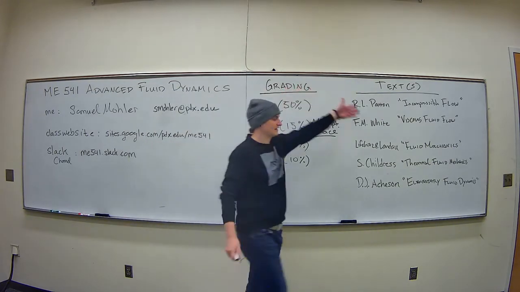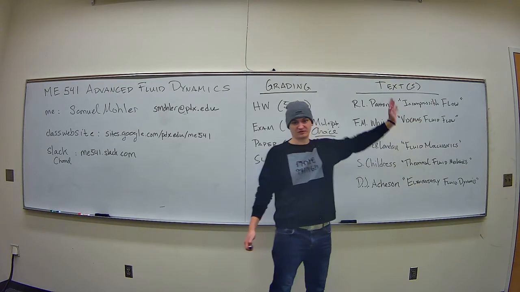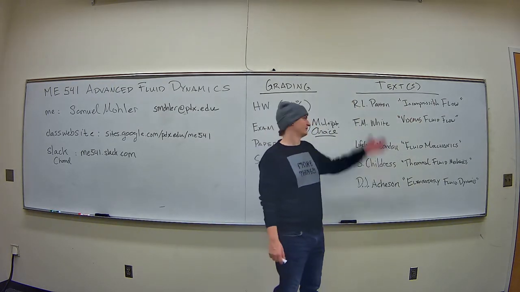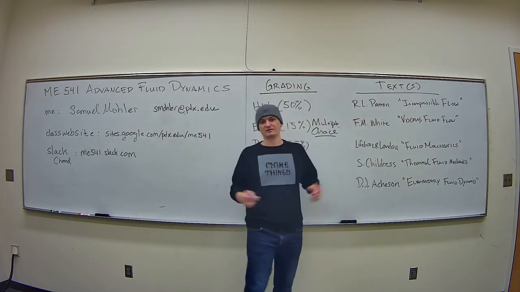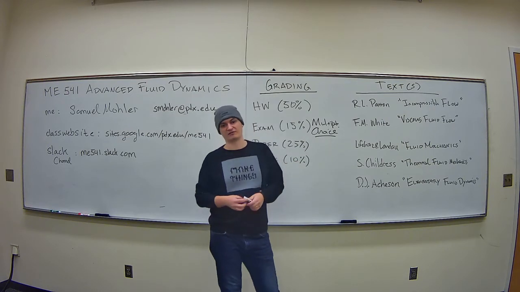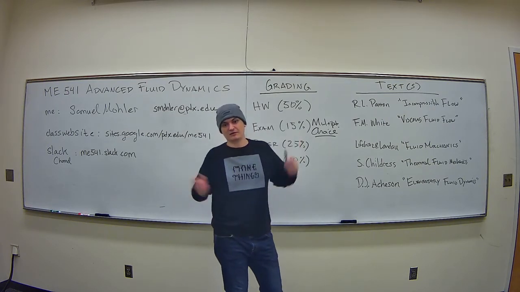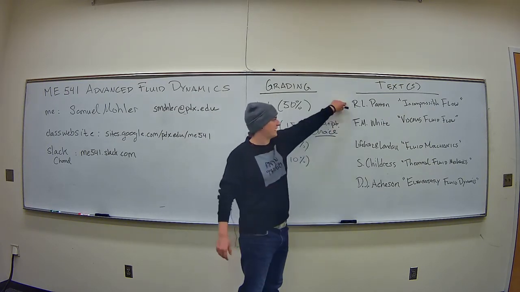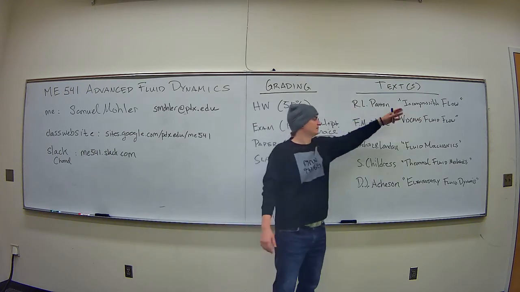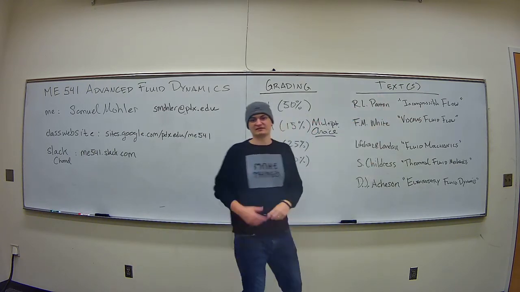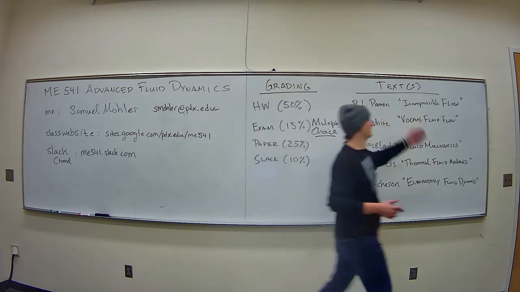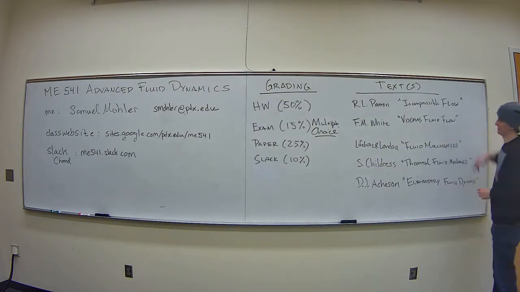But then there's these textbooks. They're not required, but I think every good research fluid person should have some library of good texts, digitally or in the physical world. So there's Panton, Incompressible Flow. People are kind of split on this one. Some people hate it, some people love it. Students don't like it at first, but then you grow to appreciate it, I think.